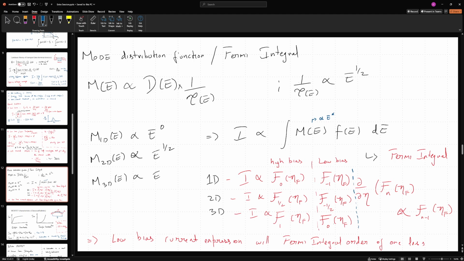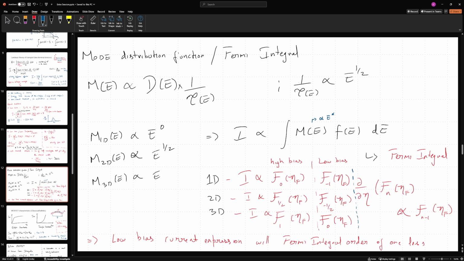And in the low bias case, Fermi integral of order 0. The relationship for Fermi integrals is that when I take one derivative, ∂F/∂η, I move down by one order, so Fn will go to Fn minus 1. The constant of proportionality I am not mentioning here; please look them up. So that is the point: the low bias current expression will always be one order less than the high bias current expression.